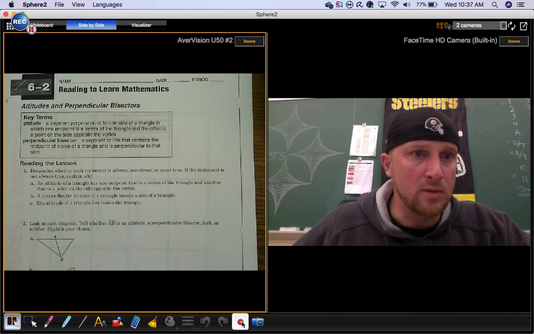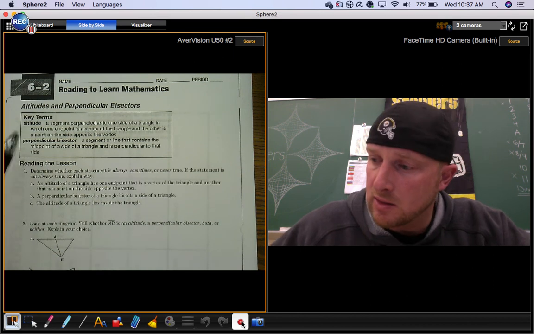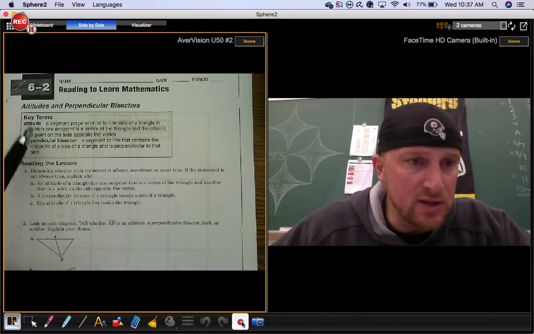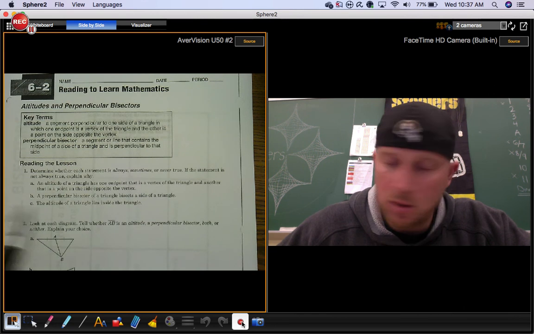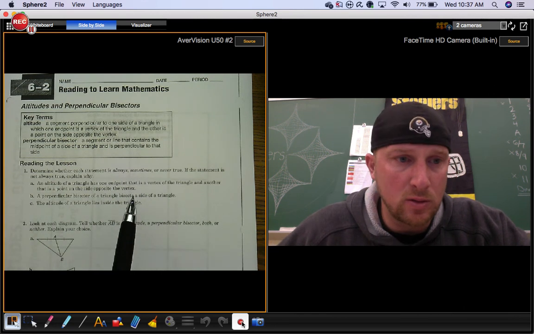This is the Reading to Learn math page for section 6.2 on altitudes and perpendicular bisectors. They tell you what both of those segments are if you don't remember. For number 1, we're going to do always, sometimes, or never true.